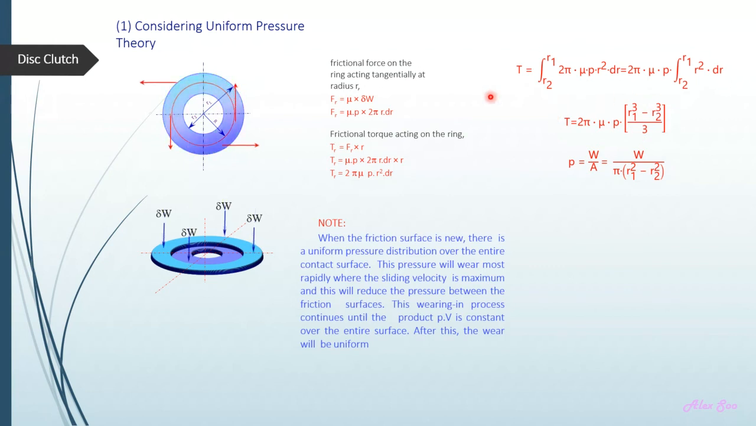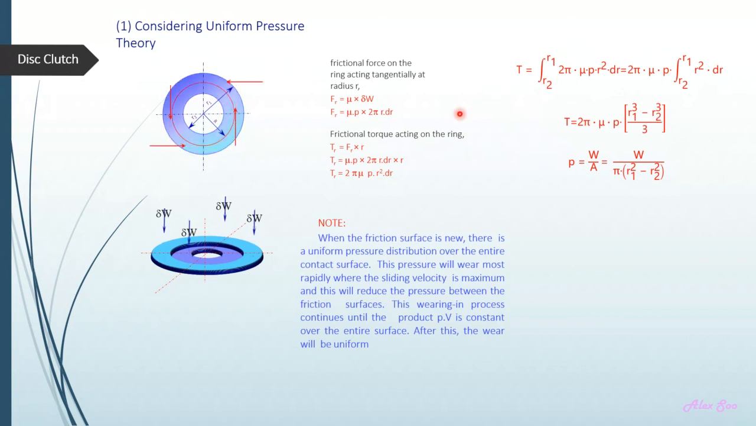The torque transmitted formula for the uniform pressure theory is usually given by this. For uniform pressure theory, that means a new clutch, you can use this formula to calculate the torque. 2 pi mu, which is the coefficient of friction, P, which is the pressure, and R1, the outer radius, because you take this minus this. So your R1 has to be greater than your R2. Therefore R1 is the outer radius, the maximum radius, and R2 is the minimum radius, that means the inner radius.